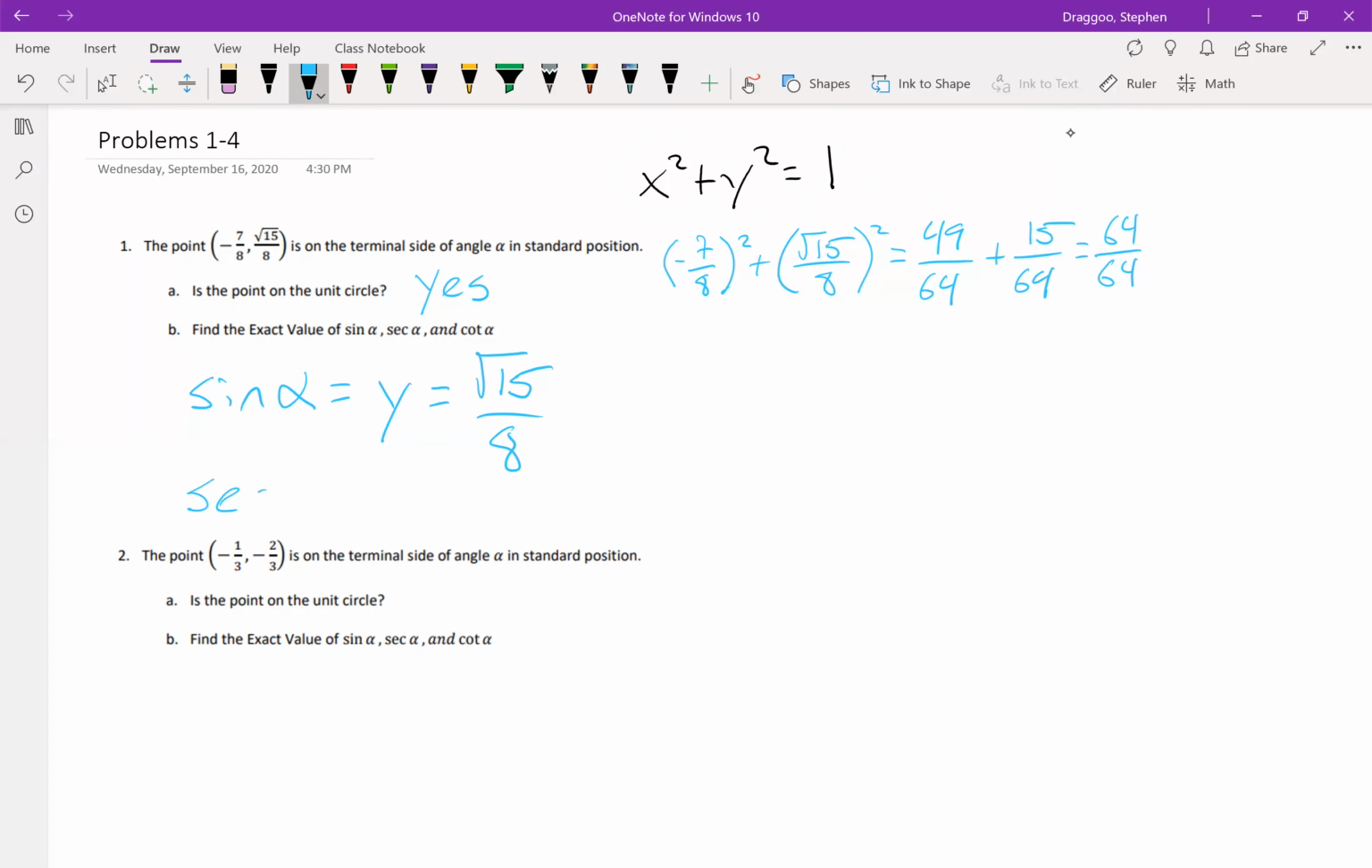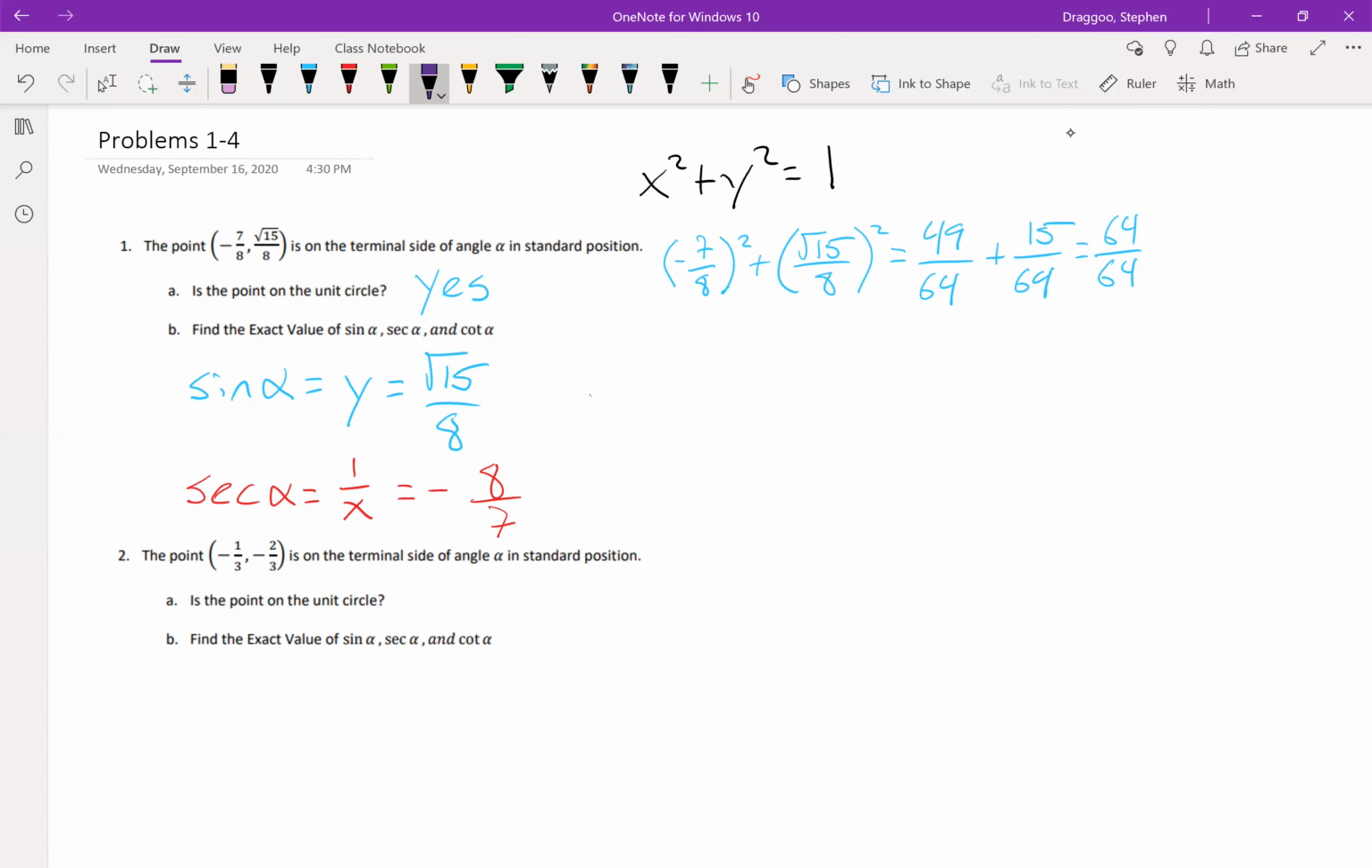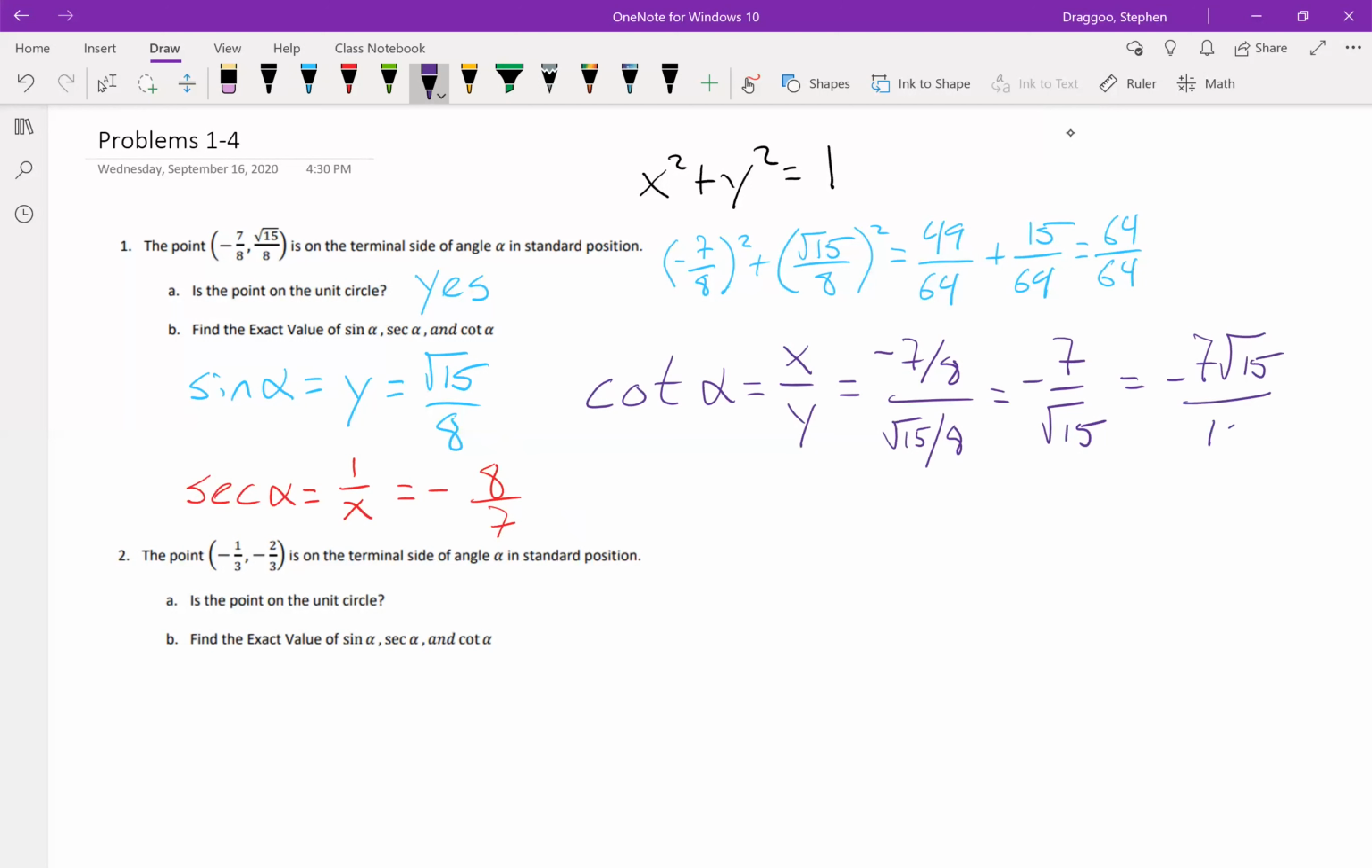Secant of alpha should be 1 over x, which is -8/7. Cotangent of alpha should be x over y, which should be -7/8 divided by √15/8, which is -7/√15. And that rationalizes to -7√15/15.